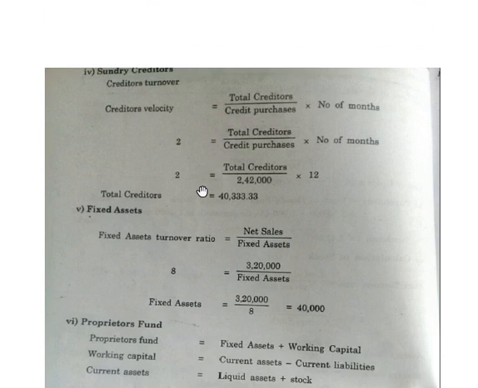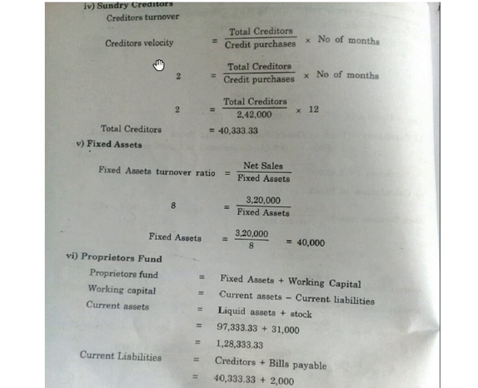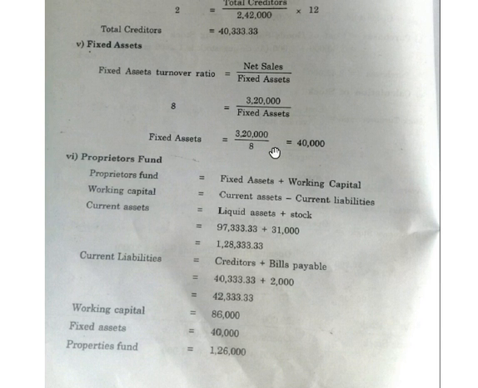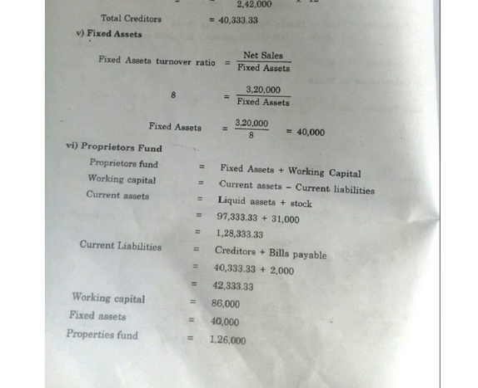So sundry creditors, creditors turnover or creditors velocity ratio is equal to total creditors divided by credit purchases, number of months. So 2 is equal to total creditors divided by credit purchases into number of months. 2 is equal to total creditors divided by 2,42,000 into 2. Total creditors, we get it up to 40,333.